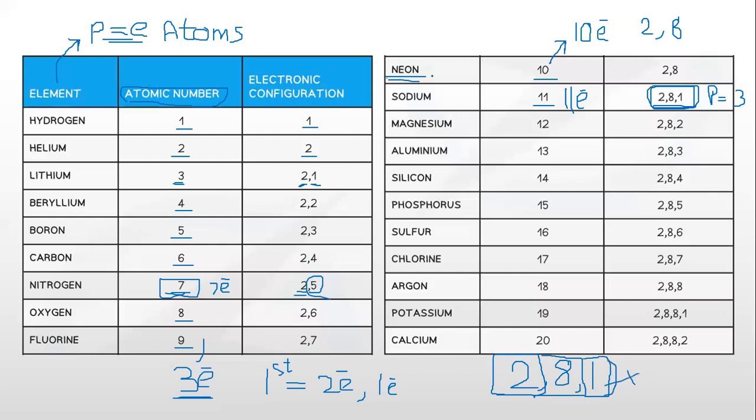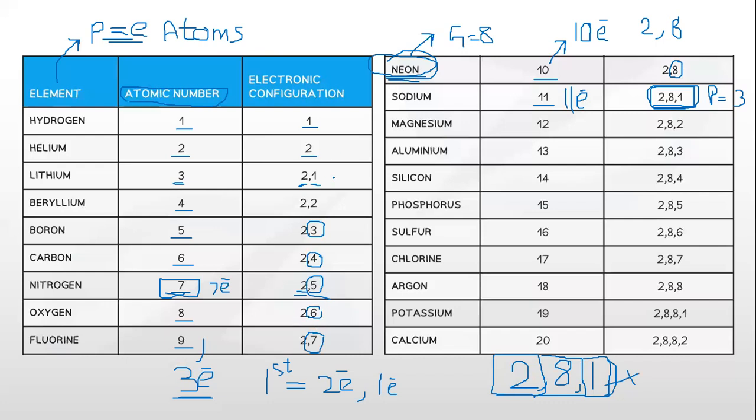But when we talk about neon, neon जो है, neon is from group number 8. How do I know the group number of neon? What are the number of electrons in the outermost shell? 8. तो group number क्या है? 8. If I ask you, what is the group number of boron? It would be 3. What is the group number of carbon? Group number 4. Group number 5. Group number 6. Group number 7. ये हम कैसे बताते हैं?